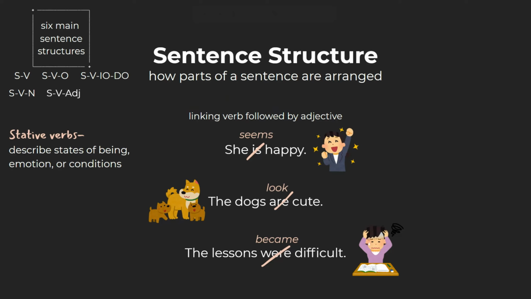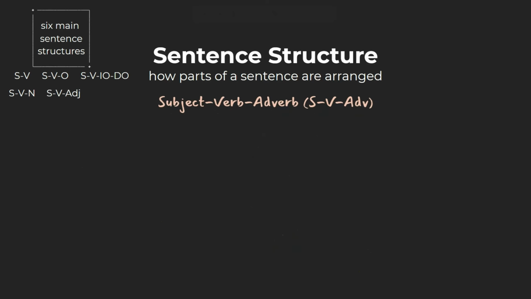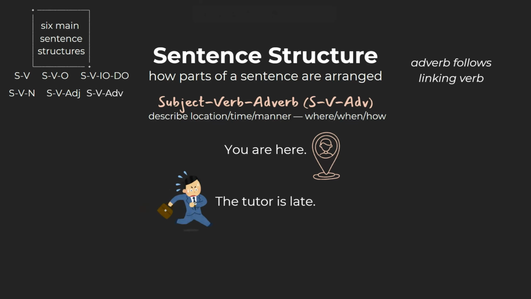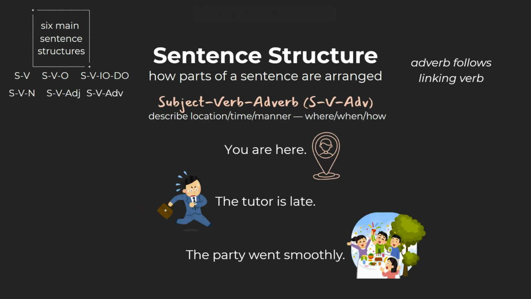And finally, we have subject-verb-adverb, or SVADV. Just like it sounds, this structure follows the same basic structure as subject-verb-adjective, but this time an adverb follows the linking verb. These phrases describe location, time, or manner. In other words, they tell us where, when, or how something is happening. For example, we'd have, "You are here," "The tutor is late," "The party went smoothly," etc.